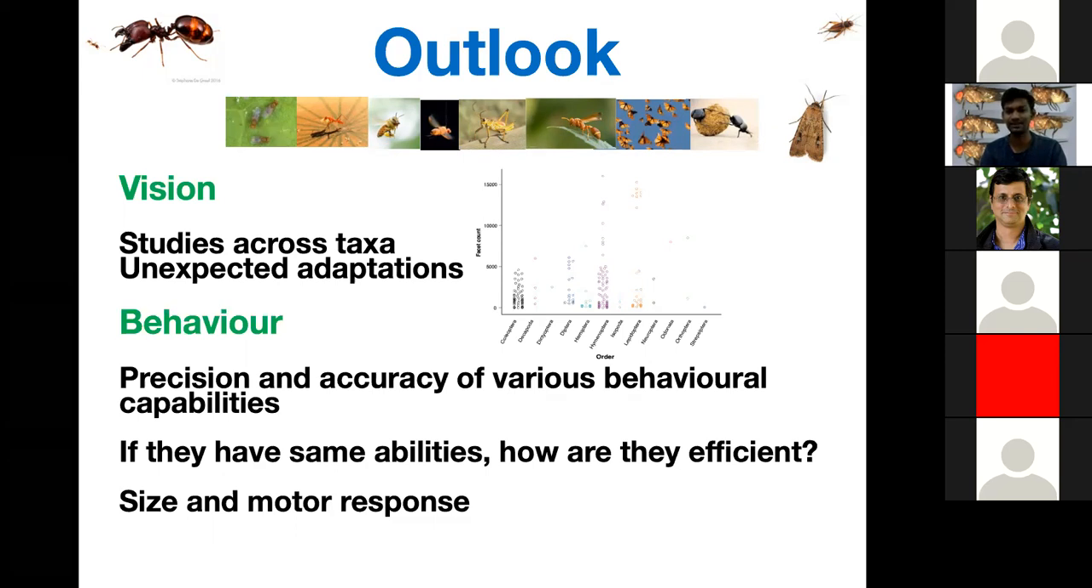And another thing that I think would be interesting to study, and I don't think has been studied, is to look at how size affects motor response in different insects. Does it really make them as efficient as larger animals? Something that would be really nice to answer as well.